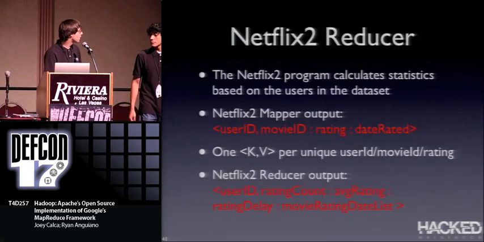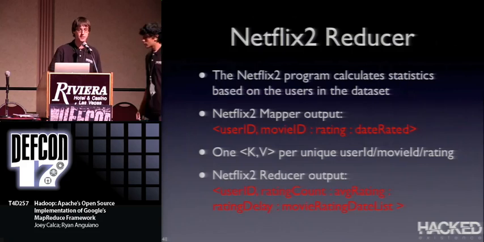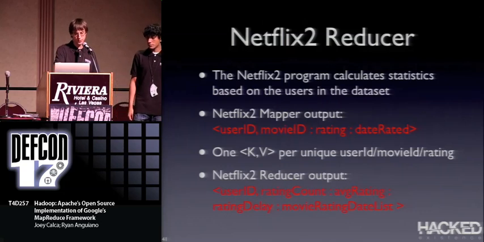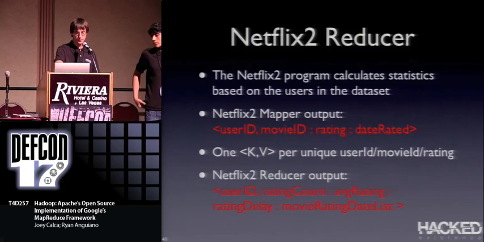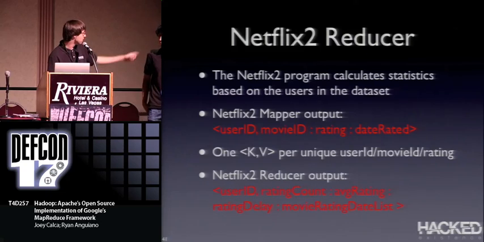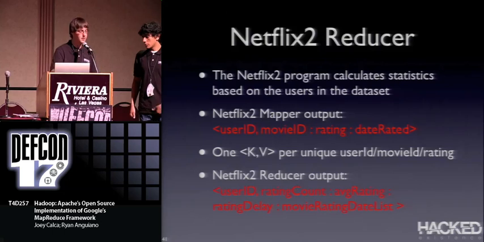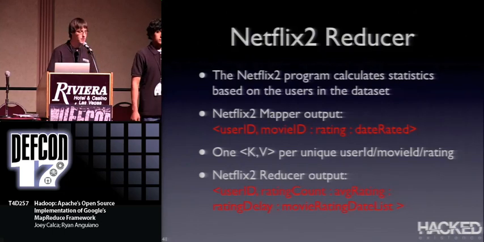All right, so then we wrote another algorithm called Netflix 2. It calculated a lot of statistics based on the users in the data set instead of the movies, which was Netflix 1. The Netflix 2 mapper output was user ID. User ID is the key. And then the value was movie ID, rating, date rated as the whole value. And we added in colons to separate them, so all we have to do is tokenize on colon to separate all those values. Actually, that's the output from the reducer. In the mapper, if you'd output that, you would just tokenize on colon. So you have one key value per unique user ID, movie ID, rating.